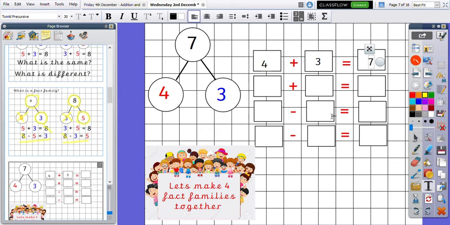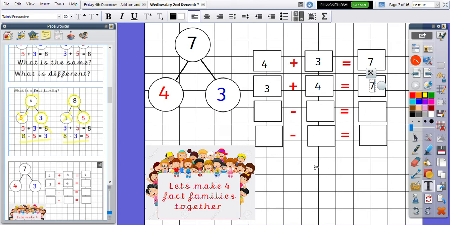So, instead of 4 add 3, I am going to use 3 add 4 and just go in the different direction. So I'm going to write my number 3 in there and my number 4 in that box there. And even if I've changed them around, it doesn't matter because they're still going to add up to my number at the top, which is 7. So my addition questions are done. Now I need to concentrate on my subtraction.